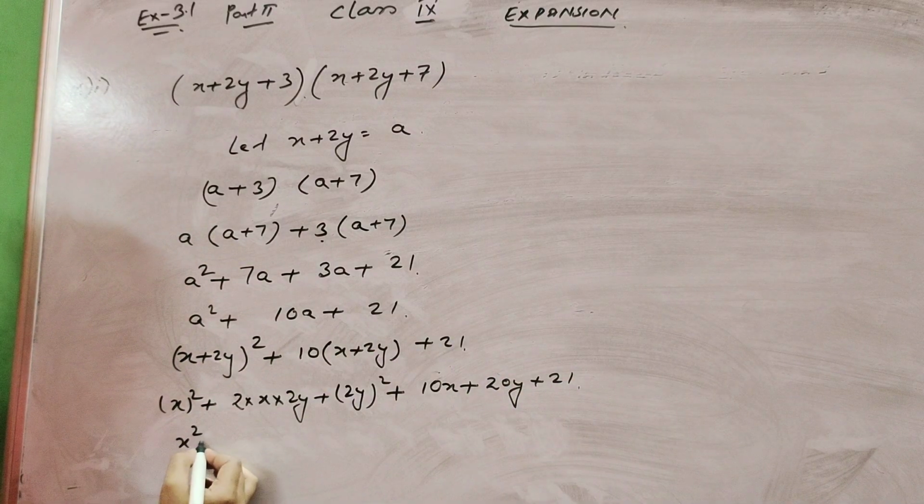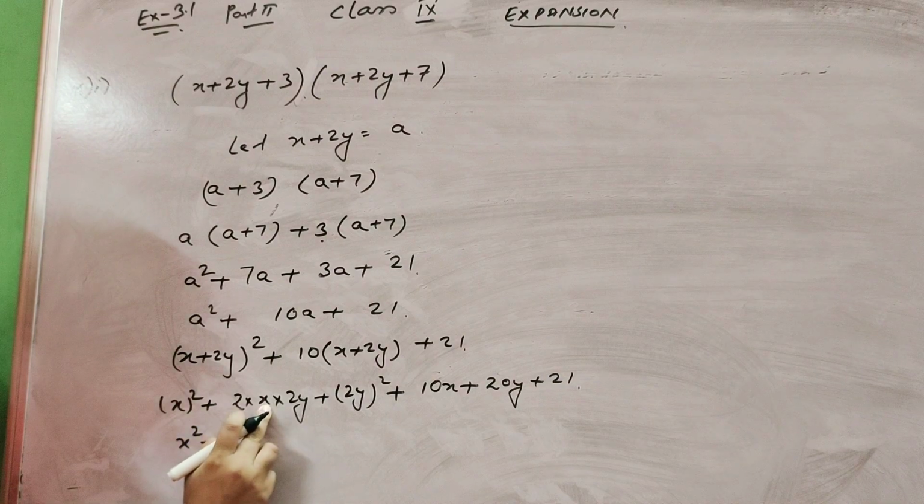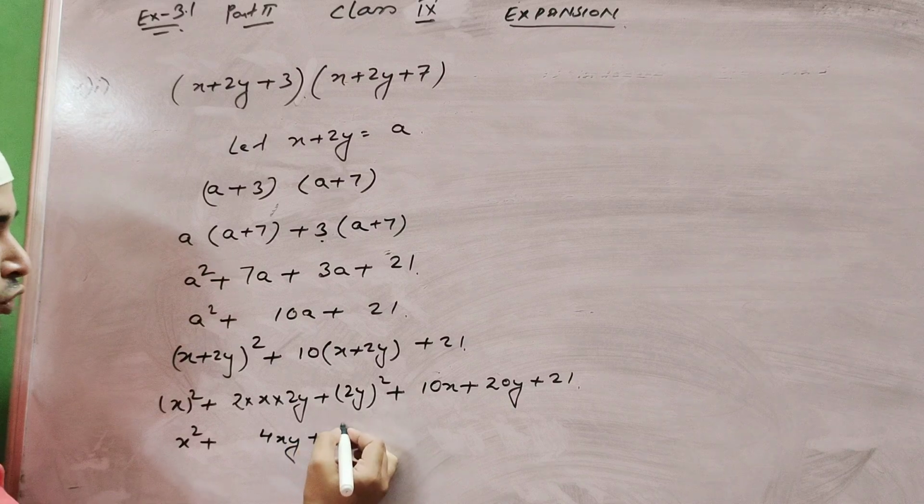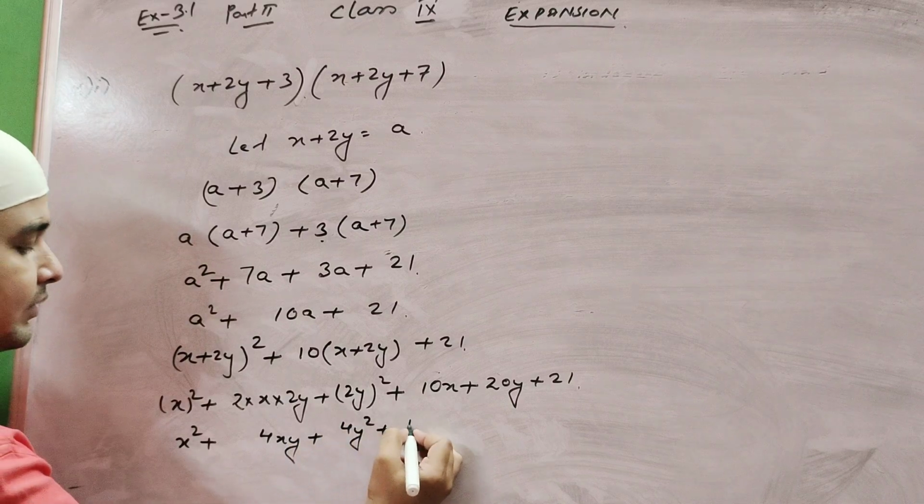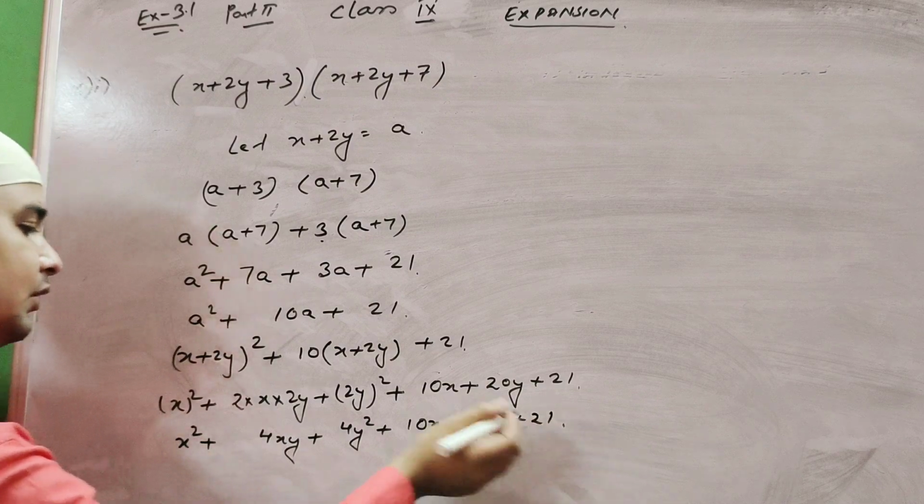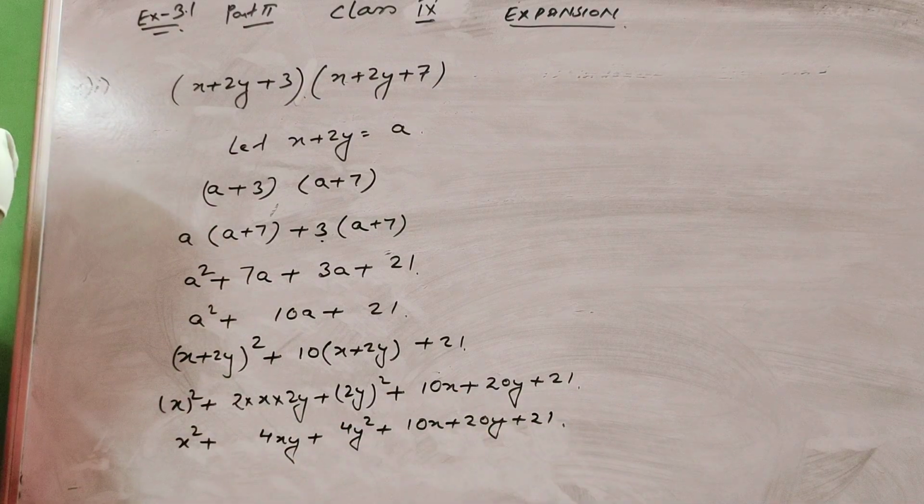So x square is x square, 2 into x, 2x, 2x into 2y, that is 4xy. And 2y square is 4y square. Then 10x plus 20y plus 21. Okay, note.